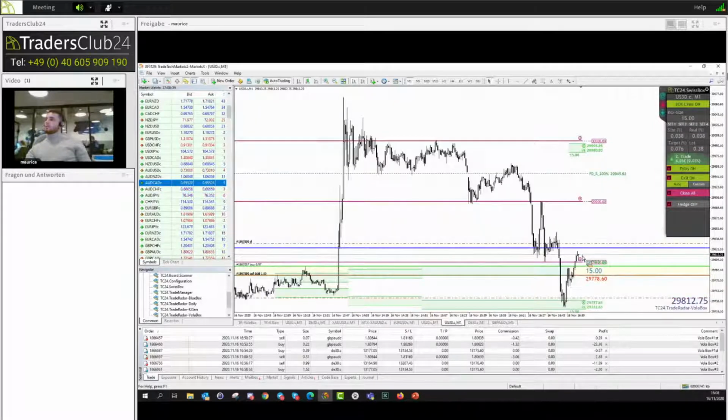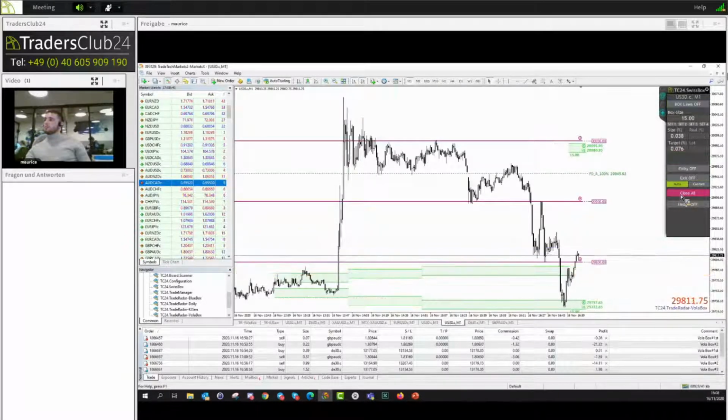So we're very close to our take profit on this one. If you feel like the market's ever taken a turn and you want to get out, just unlock and we can click close all. Simple as that.